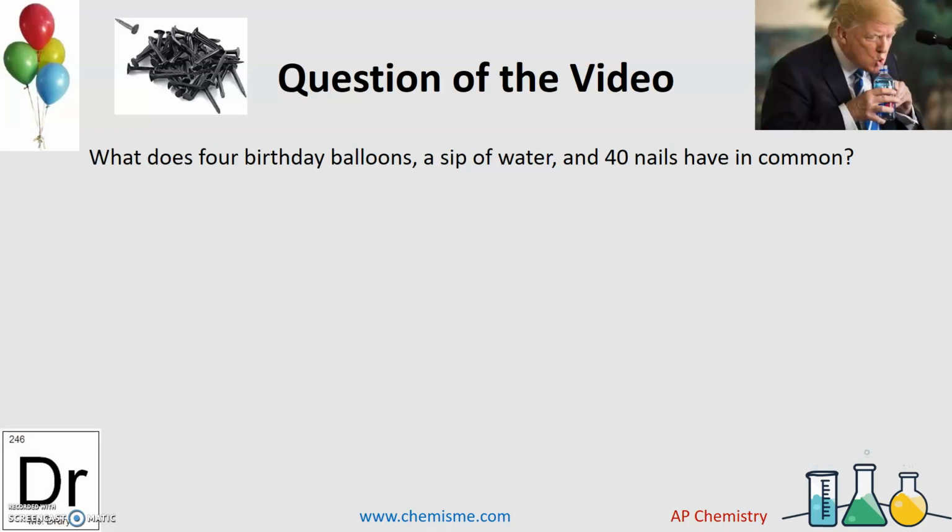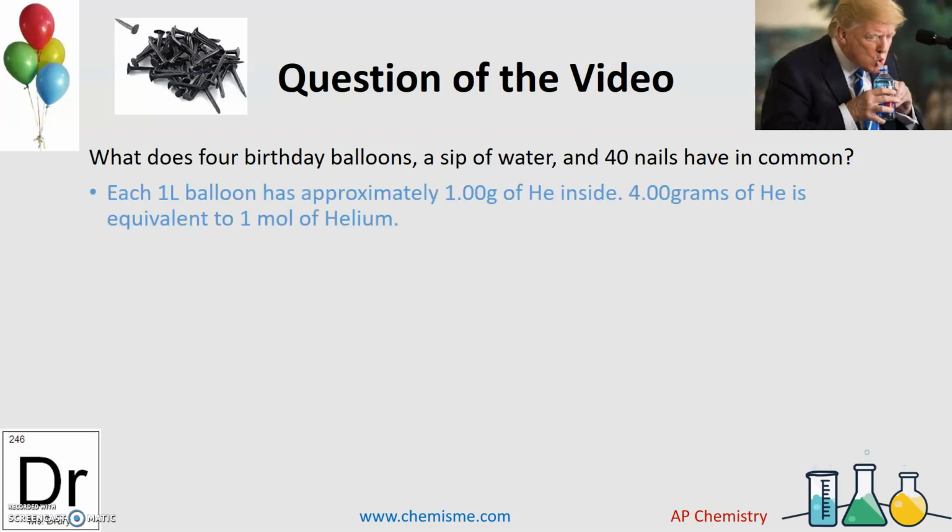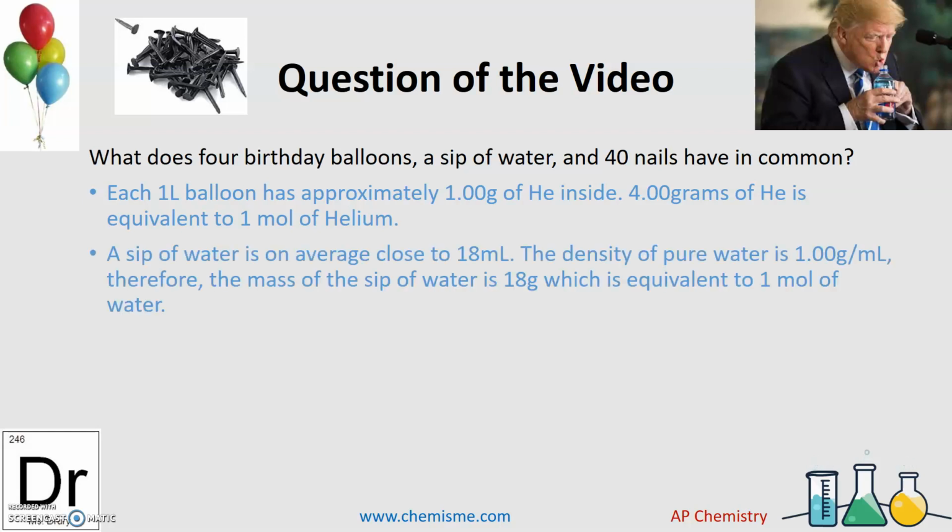Back to the question of the video: what do 4 birthday balloons, a sip of water, and 40 nails have in common? Well, each 1-liter balloon has approximately 1 gram of helium inside. So if you have 4 balloons, you have 4 grams. And 4 grams is actually equal to a mole of helium on your reference table. A sip of water is on average about 18 milliliters. The density of pure water is 1 gram for every milliliter. Therefore, a sip of water is 18 grams as well. And that's actually equivalent to a mole of water, which we had done earlier.